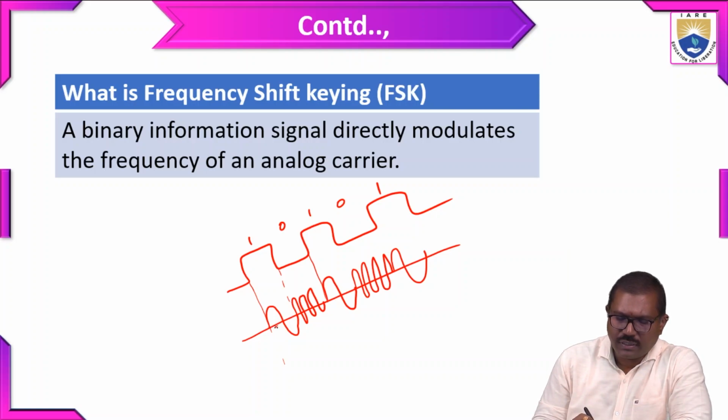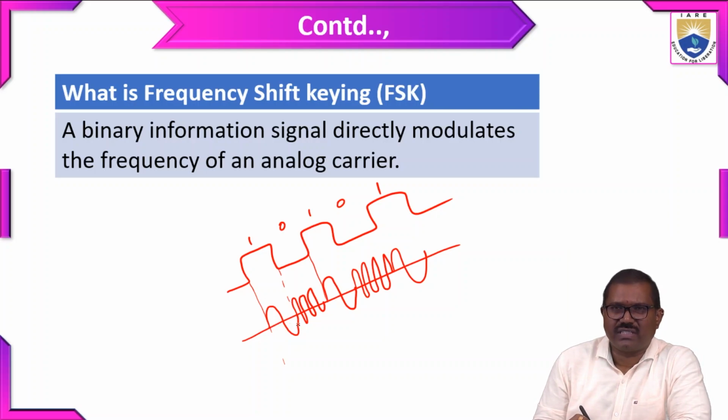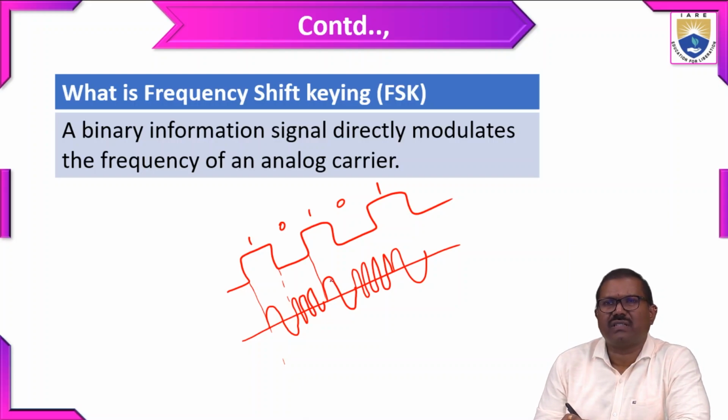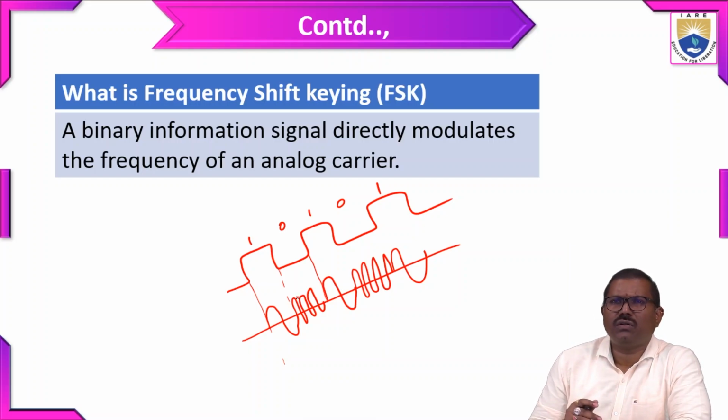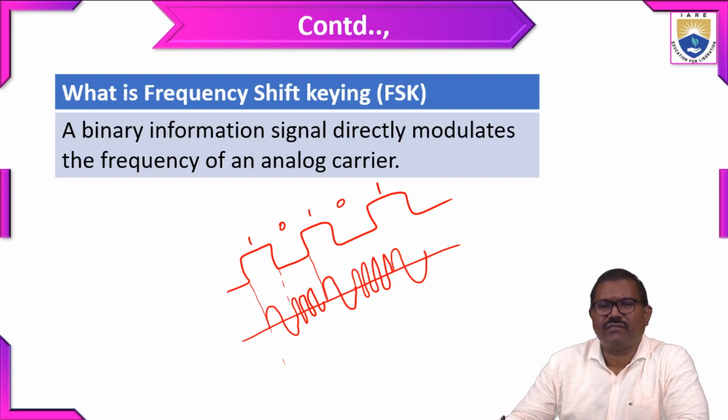Here I am showing symbol 1 having a low frequency signal and symbol 0 a high frequency signal. It may be vice versa. In some, symbol 1 is shown as a high frequency signal and symbol 0 may be shown as a low frequency signal. Whatever it may be, what is our motto? Here, two different frequencies. That is FSK.